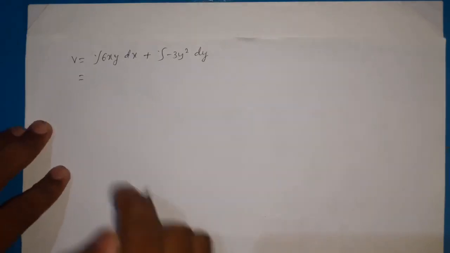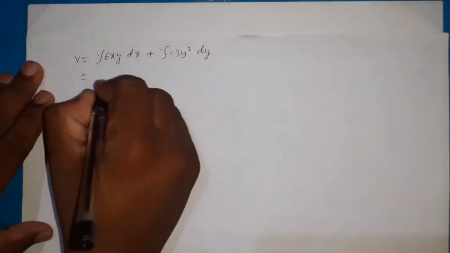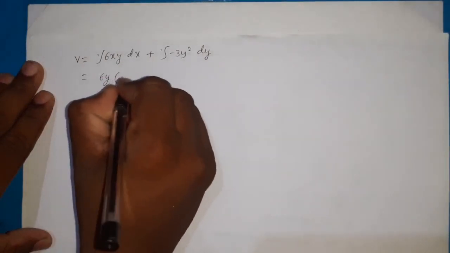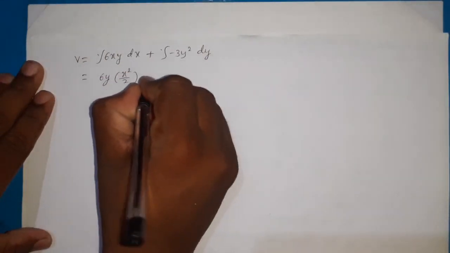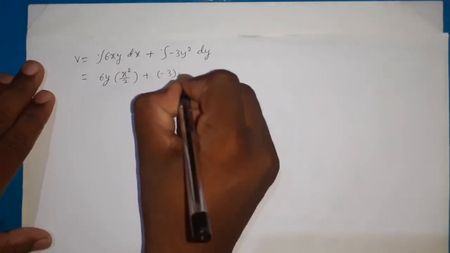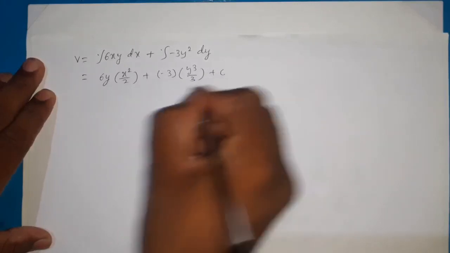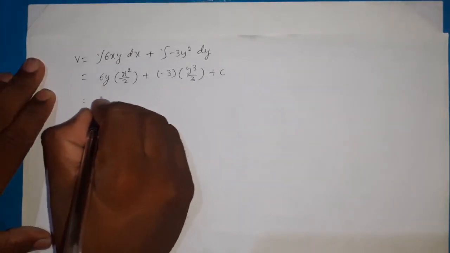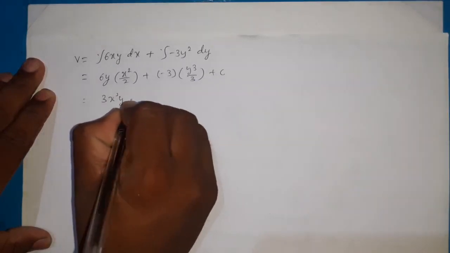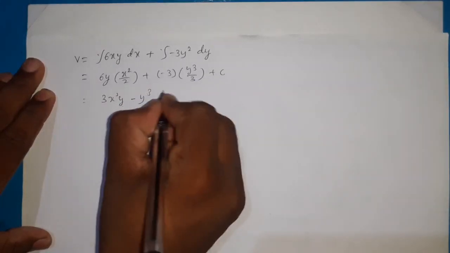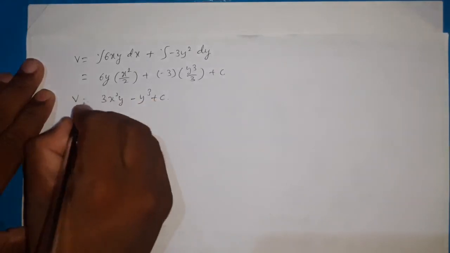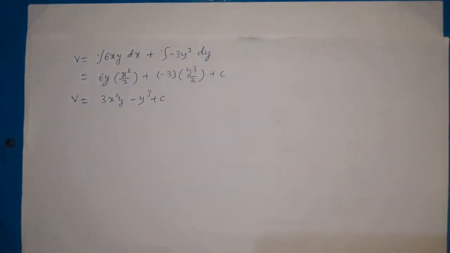And here v is equal to integration of 6xy dx. So here 6y is constant, then integration of x is x square by 2, plus here minus 3y cube divided by 3, plus c, and this is equal to 3x square y minus y cube plus c. So which is the required harmonic conjugate. So now the next part is we should find the analytic function.